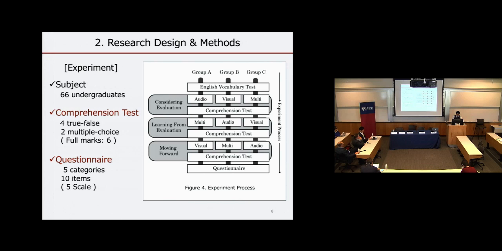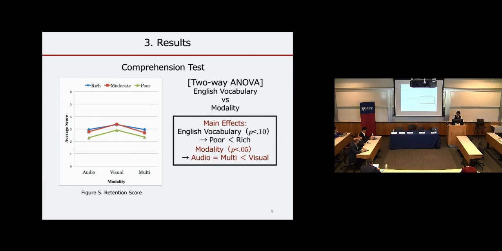And in a questionnaire survey, we asked a total of 10 items, which are divided into 5 categories: comprehension, comfort, concentration, difficulty, and interest. The result of average score in the comprehension test appears in figure 1. The ANOVA with the factor of English vocabulary and presented conditions reveals the main effect for English vocabulary and for the presented condition, but no interaction of English vocabulary and presented conditions.